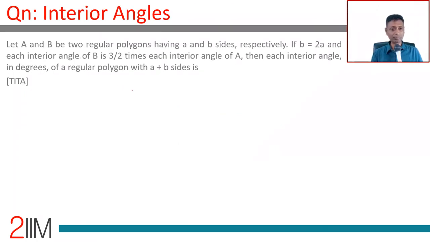Let A and B be two regular polygons having A and B sides. B is equal to 2A, and each exterior angle of B is 3 by 2 times each interior angle of A. Each interior angle of B is 3 by 2 times each interior angle of A.